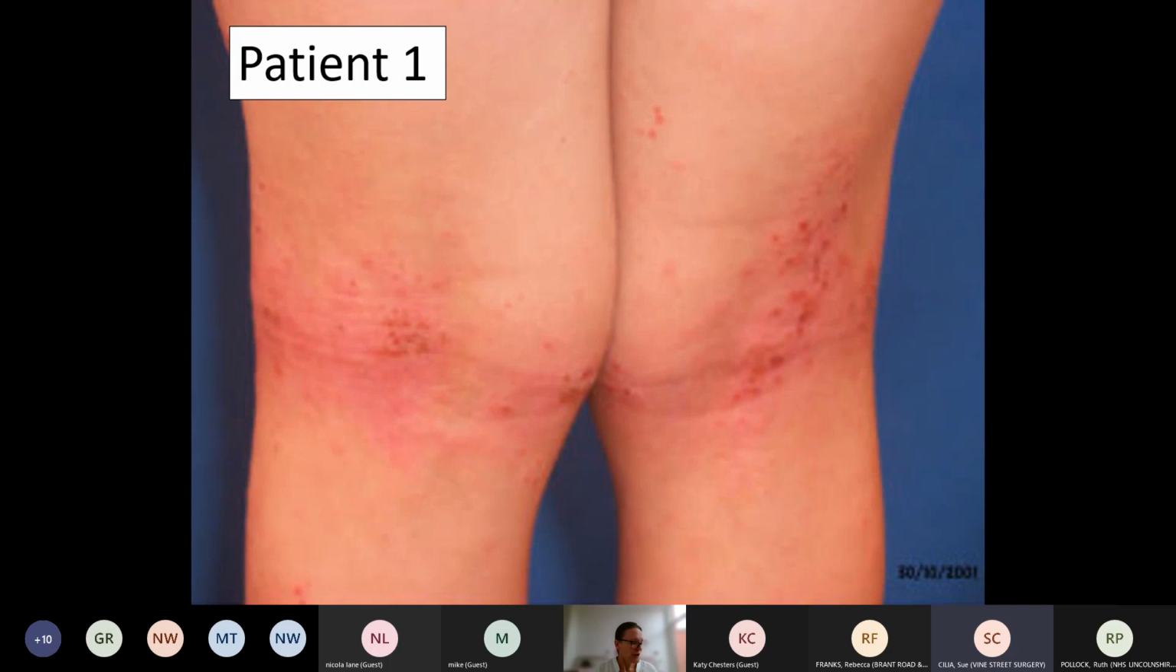So well done. Those were all good descriptions. I'd written on mine, symmetrical. So when you get used to using the words, then you can put them all together in a phrase. So symmetrical, poorly defined, erythematous, macules. I agree, some of those do look like little blisters, so vesicles would be good as well.